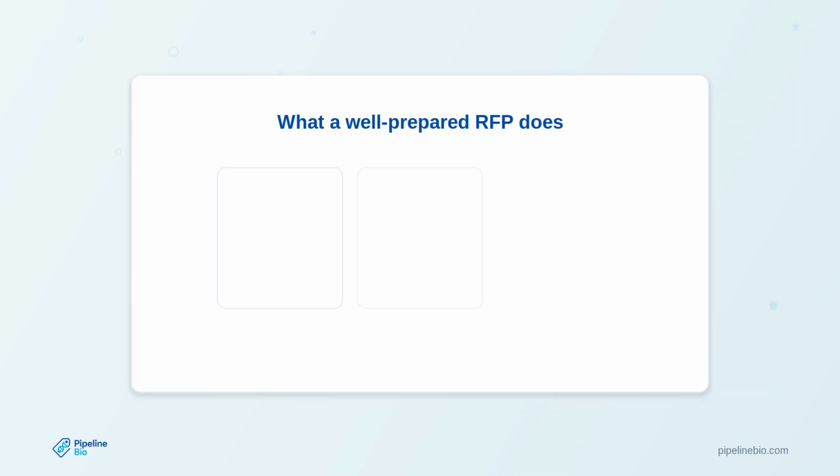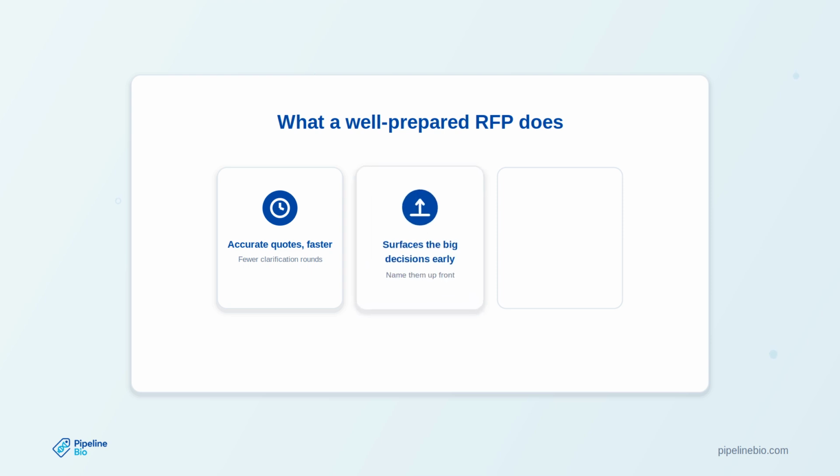For teams outsourcing scientific work, a well-written RFP is one of the highest leverage documents they can produce. It lets providers come back with an accurate quote faster, with fewer clarity-seeking back and forths. It also forces the decisions that drive cost and feasibility to the surface early. Additionally, a well-drafted RFP signals preparedness to the provider and gets the relationship off to a strong start, setting the foundation for a productive relationship.